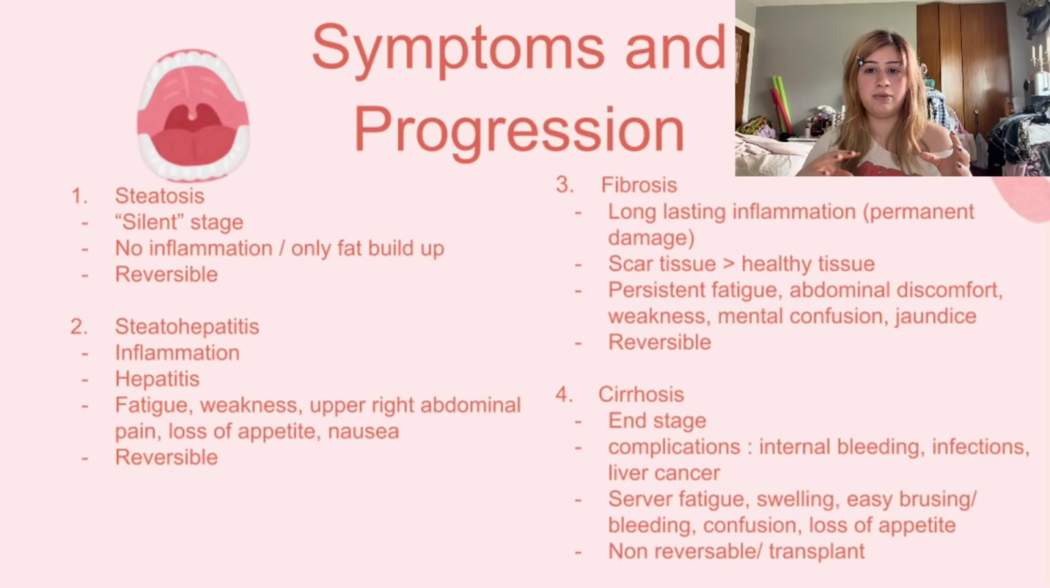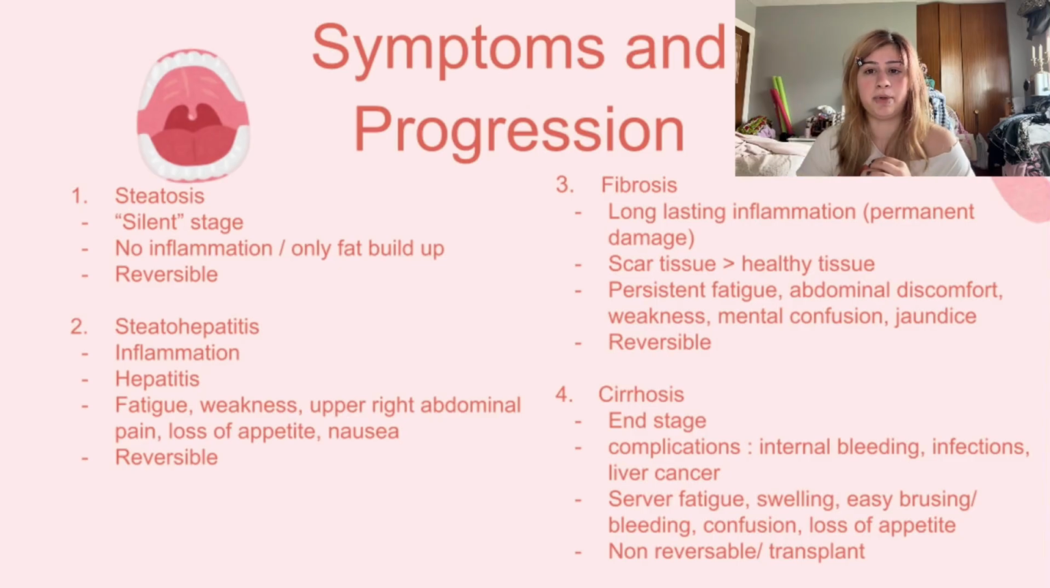Our next stage is steatohepatitis. In this stage, we're now introducing inflammation to the liver. So there's the fat buildup plus inflammation. There's hepatitis. Some of the other symptoms are fatigue, weakness, upper right abdominal pain, loss of appetite, nausea. This stage is also reversible. Some people refer to this stage as NASH or MASH. There's also a newer term.